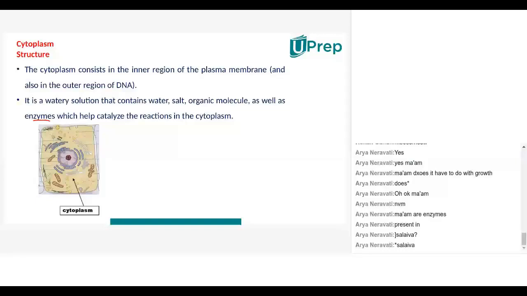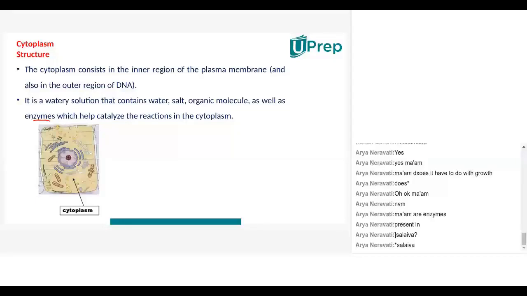Largest cell. No, we have the largest. Ma'am, it is the ostrich egg. Yes, the largest cell is the ostrich egg. In the human body or in animal cells, maybe he is asking. Ma'am, I'm talking about generally. In general, the ostrich egg cell is the largest cell.